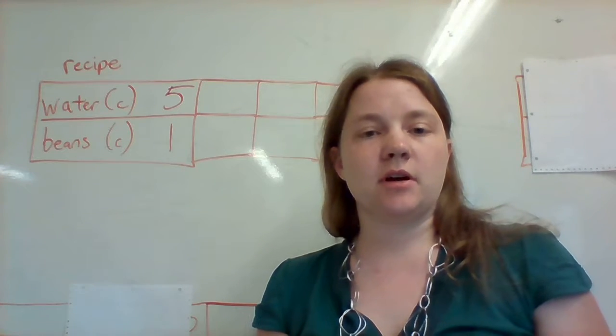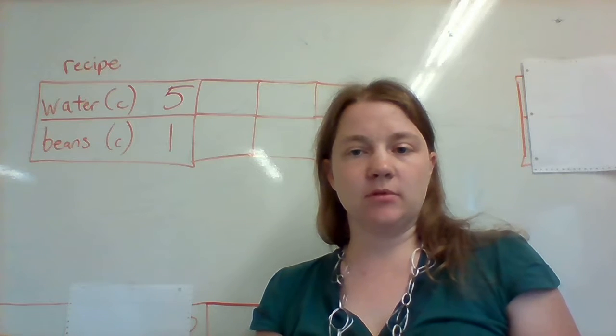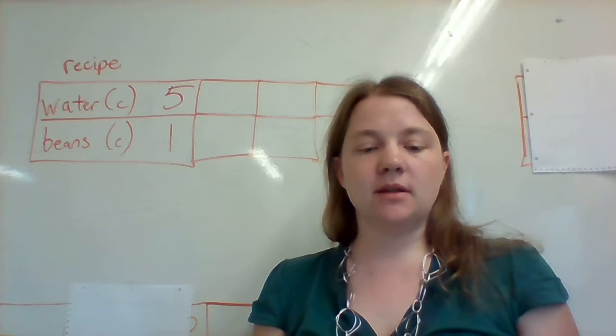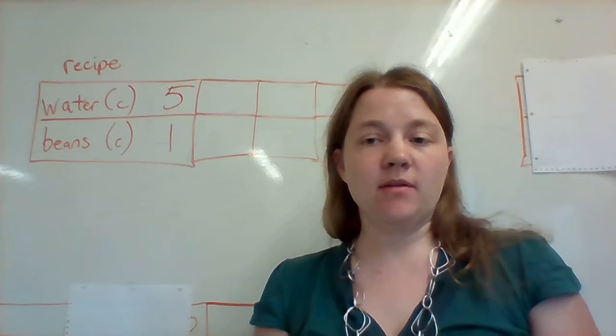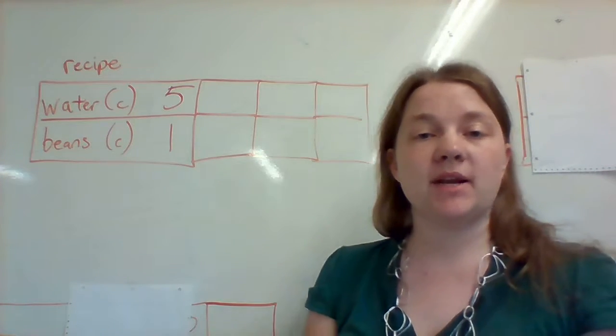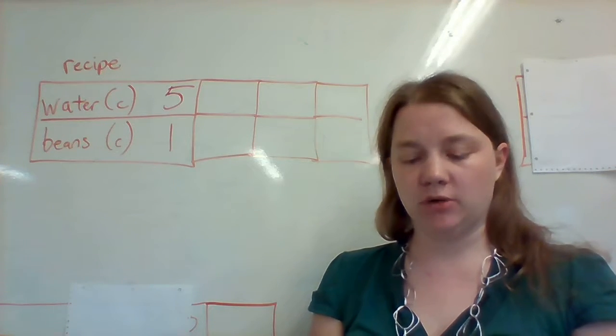This video is going to talk about a ratio table. A ratio table is a table that shows you rates that look different but actually mean the same thing, because each one of the rates in a ratio table simplifies down to the same ratio.